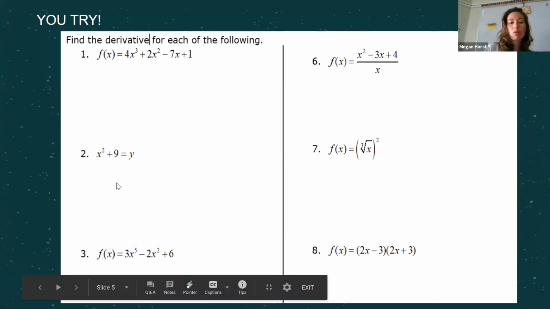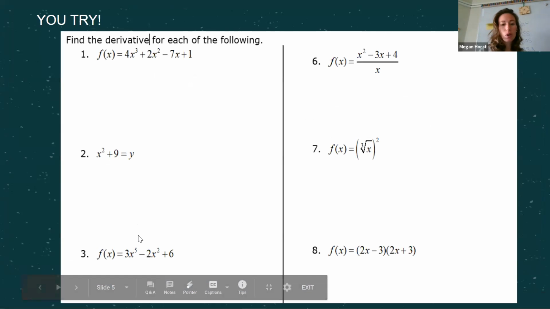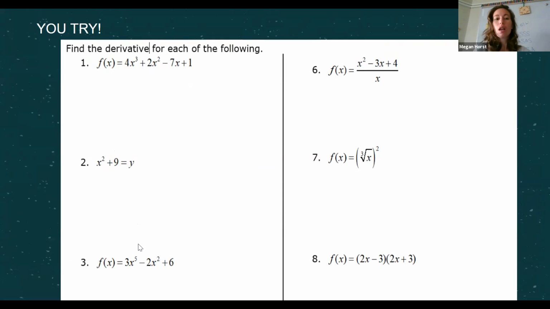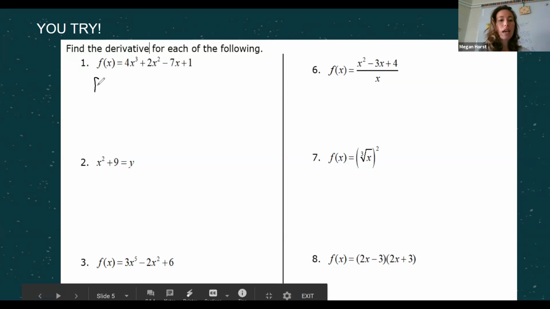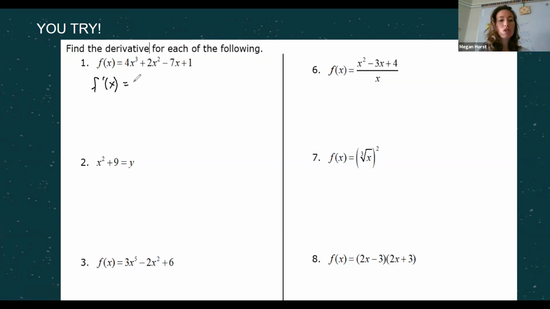All right, hopefully you've tried these ones out on your own. And I'm going to go ahead now and do the solutions for you. So this first one is just the power rule. So we're doing f prime of x. You should have gotten 12x squared plus 4x subtract 7.